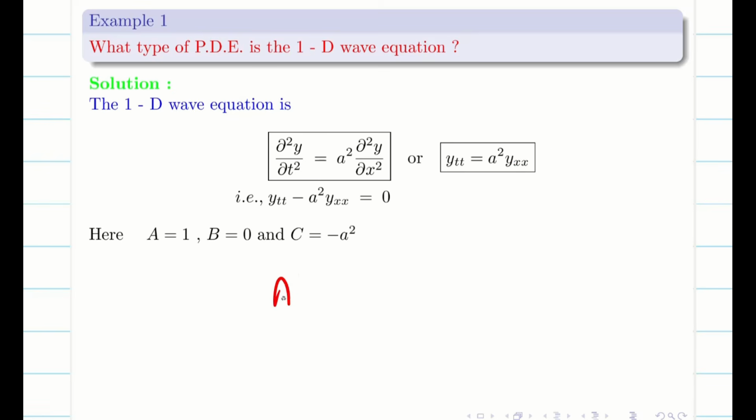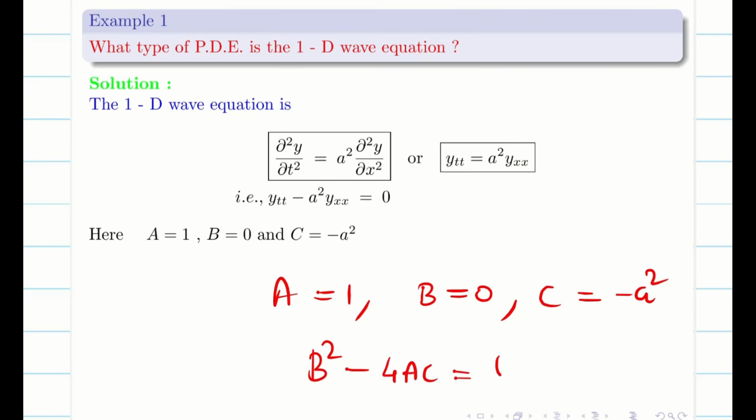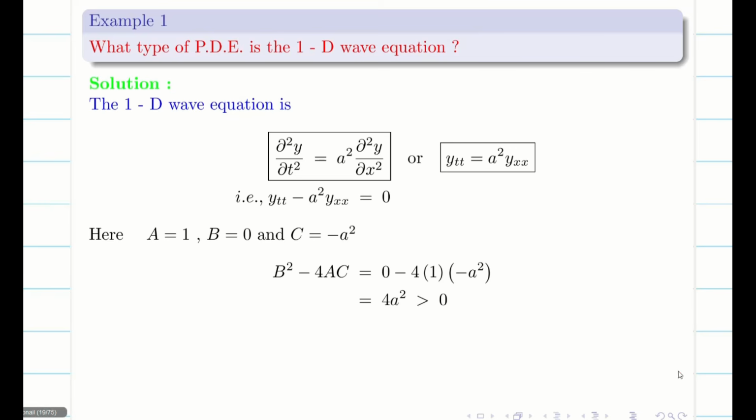Let us see. So a equal to 1, b is 0 and c equal to minus a square. Once you calculate b square minus 4ac, you get minus 4 into 1 into minus a square. So finally we get 4a square. 4 is positive, and a square is always positive whether a is negative or positive. Therefore 4a square is always greater than 0. Then we declare that the 1D wave equation is a hyperbolic type PDE.